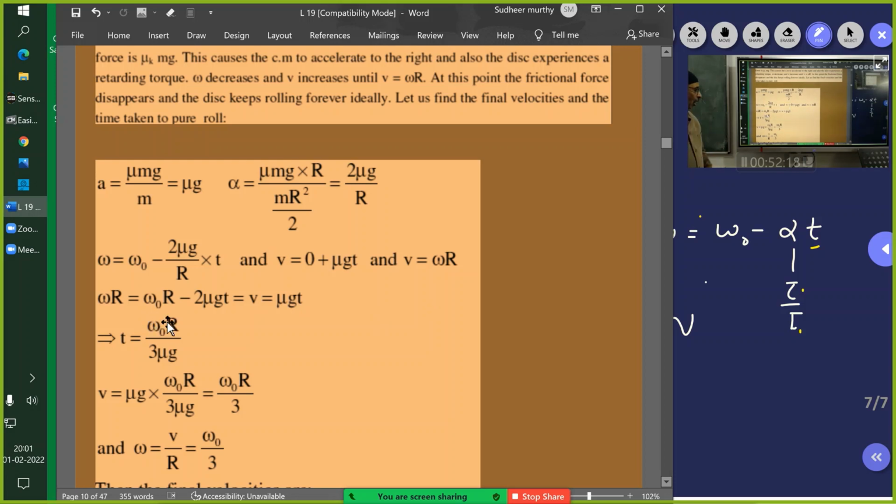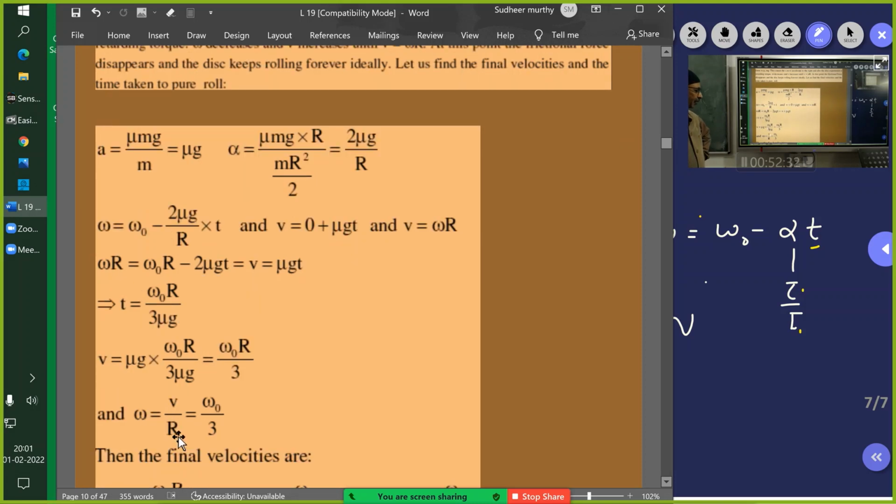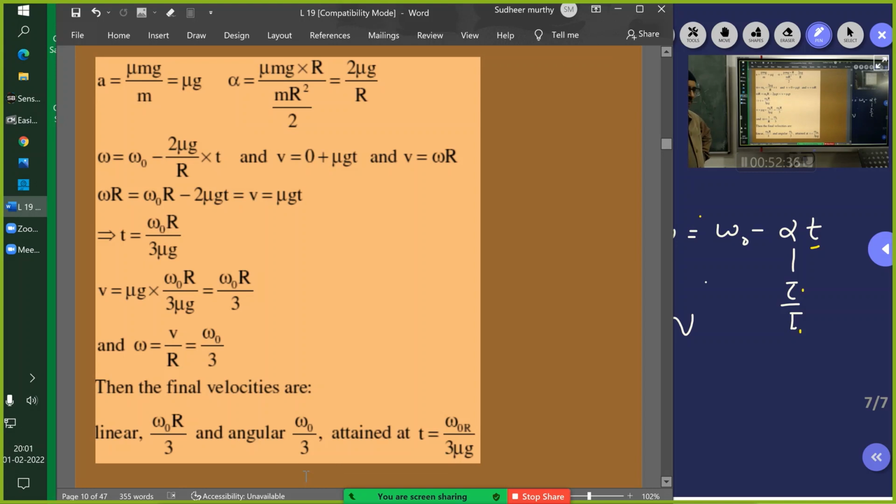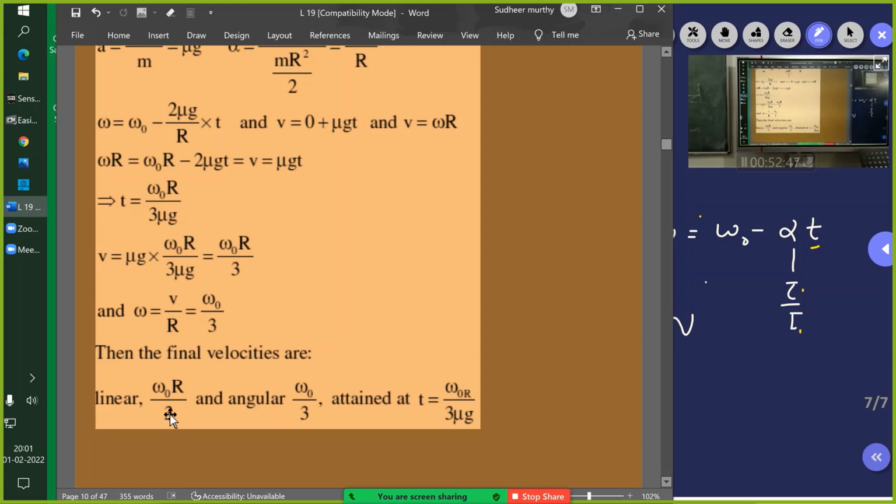So omega R is equal to initial omega naught R into so and so. From this you will get t is equal to so and so. Substitute t in this equation, you will get v, and then omega, and the final velocity. You can take down the final values, and if you have not done the calculation, you can do it at home and verify. So linear velocity will be omega naught R by 3, angular velocity will be omega naught by 3, obviously, and t is equal to omega naught R divided by 3 mu g. Omega naught R means it is rolling without slipping.